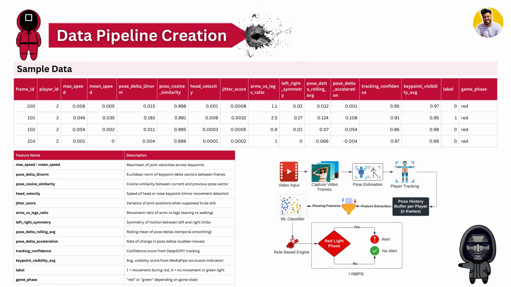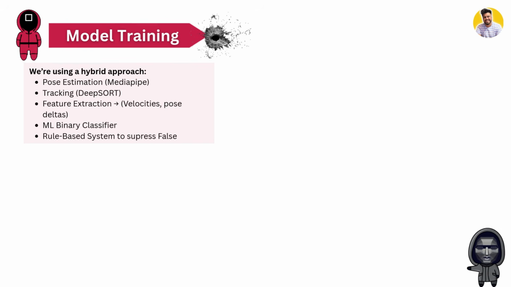Now the part comes here as the model training. So now we have the data covered with us from the very traditional approach. Now you want to create an actual ML based model out of it. So here we are using a hybrid approach. We have the pose estimation, we have the tracking, we have the feature extraction, we have the ML model, and then a rule based approach to suppress the false positives.